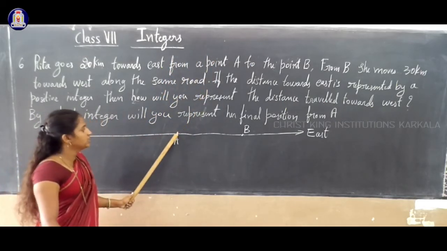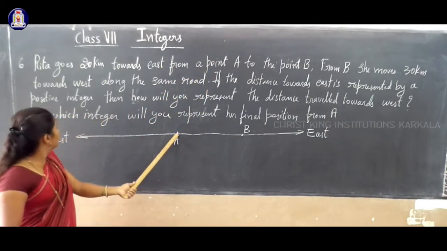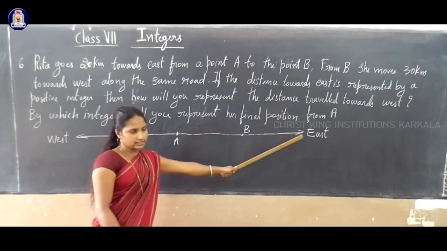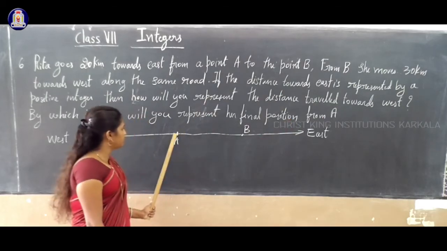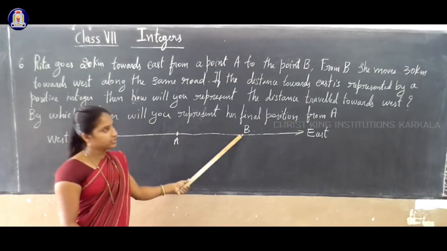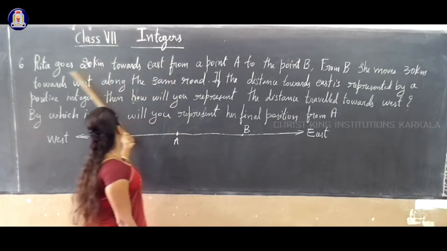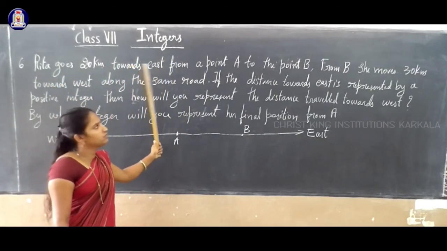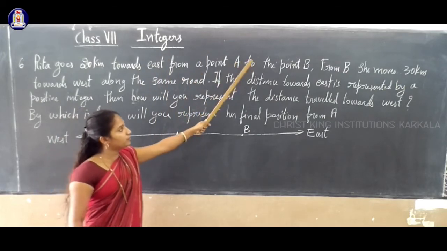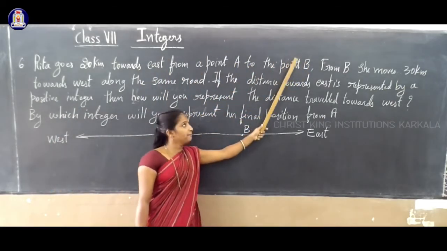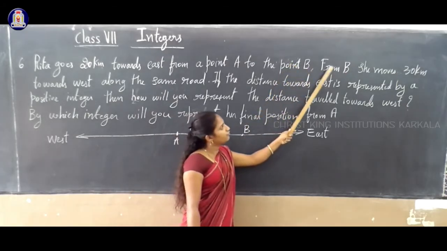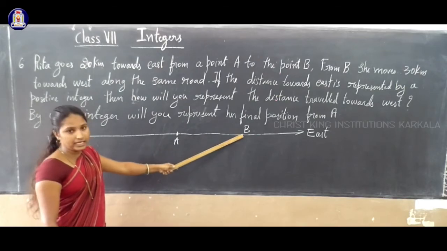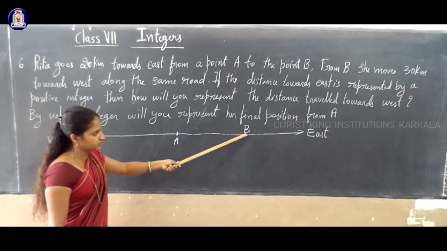See, you can imagine now from a point A, Rita goes 20 kilometers towards the east direction. Clear? So from point A to the point B. Rita goes 20 kilometers towards east from a point A to the point B. Clear? Now next from B she moves 30 kilometers. Imagine our point is here. The B point is here.